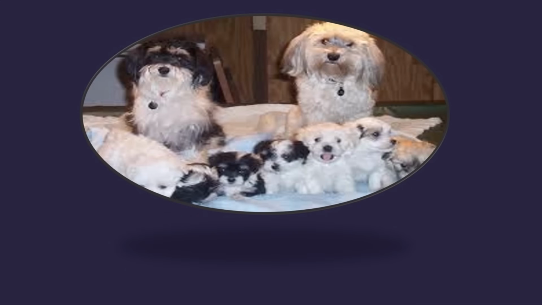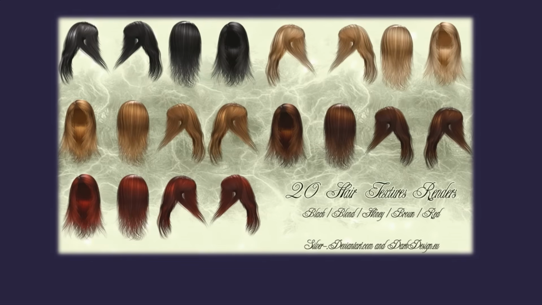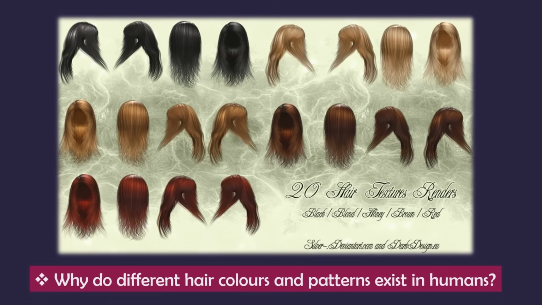Now we can present a picture like this and pose the question, why do the puppies not look exactly alike, though they come from the same parents? And again, presenting another picture like this. This picture shows different hair patterns. Ask them, why do different hair colors and patterns exist in humans? Ask them to think about these questions. They may answer or may not answer, or they may hypothesize something about this.